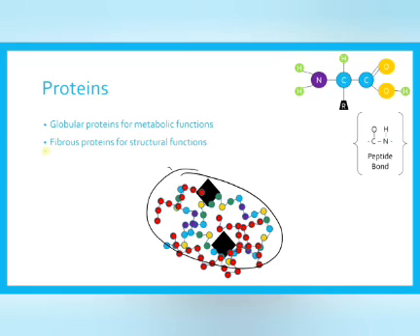We can also have fibrous proteins, and these tend to look more like rope, and these are used for structural functions. An example of that would be keratin, which is the protein that makes up your hair.